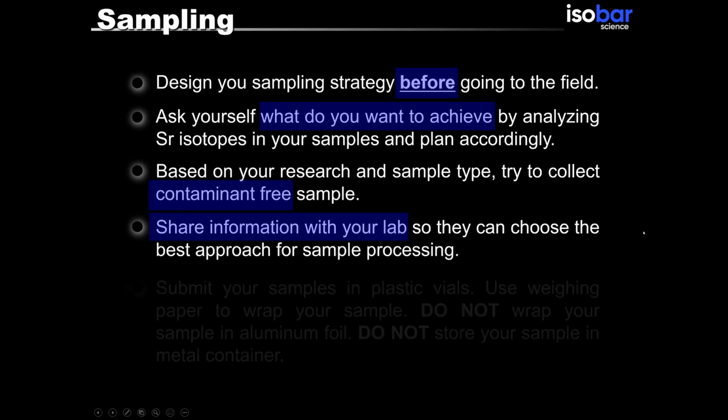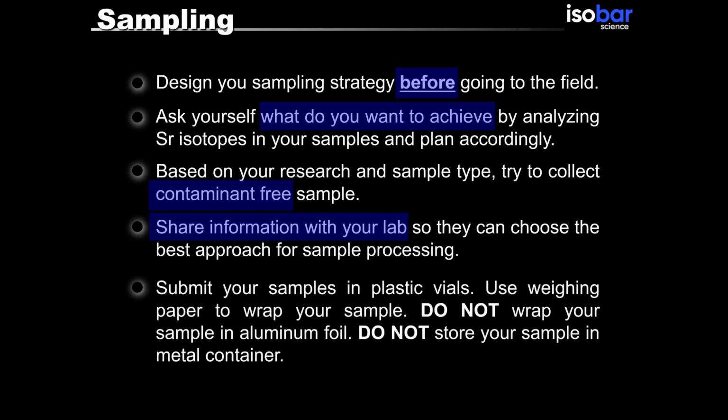Finally, if you want to submit your sample, please use plastic, whether you are collecting water or any kind of solid samples. For strontium and other trace metals or REEs, any slight effect from your container can contaminate your sample. So it's better to start off with plastic containers. Use weighing paper if you need to wrap your sample, and do not use any kind of metal foils or aluminum foils. And do not store your sample in a metal container.